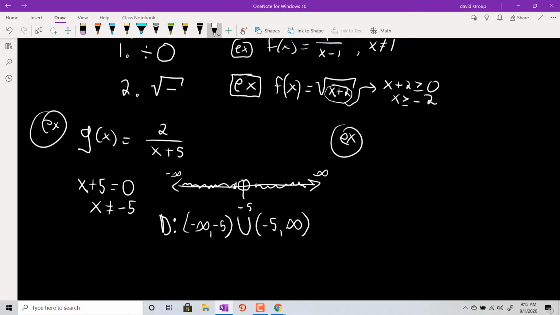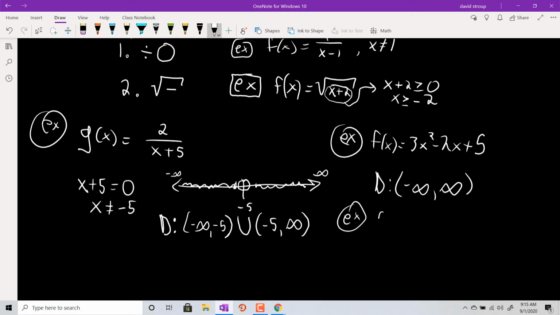Let's look at another one. f of x equals 3x squared minus 2x plus 5. Okay, here there's no division symbol, there's no root symbol, so therefore the domain is all real numbers. And to indicate that, we'll put negative infinity to infinity inside our parentheses. Okay, so that suggests everything works. And that'll be true for all polynomials. So any polynomial you imagine, negative 2x to the 100th plus 5x to the 99th plus 2, the domain will always be all real numbers.